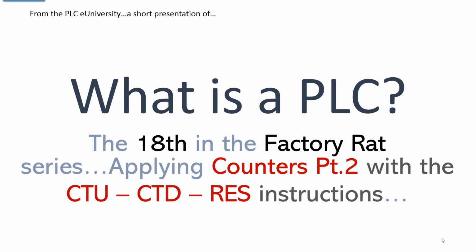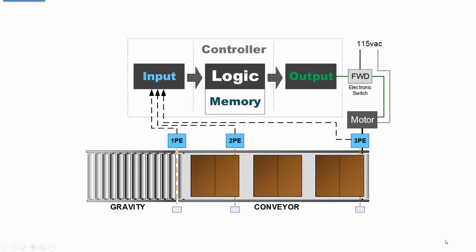What is a PLC? This is the 18th in the Factory Rat series, Applying Counters Part 2 with the count up, count down, and reset instructions in an actual application. In case you don't have the manual in front of you or had not watched the previous short presentations on this application, we have a conveyor, now up to 3 photo eyes, and we are buffering cartons onto this conveyor one at a time based on what comes down the gravity conveyor.